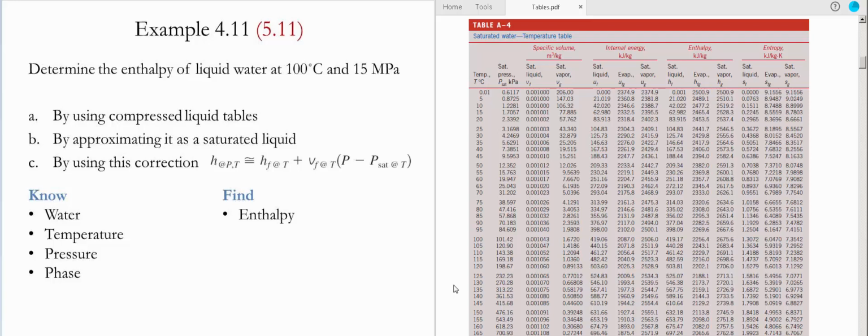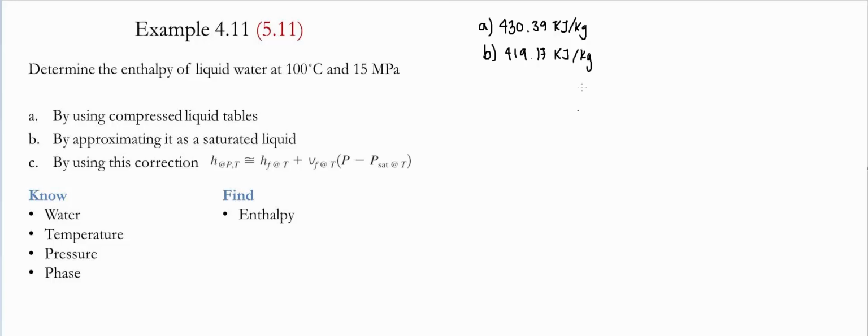Part B is asking us to find the enthalpy by using the approximation of a saturated liquid. To do so, we go to table A4, which is provided in terms of temperature. We go to the value of the temperature, we go across, and we find the value for the enthalpy of the saturated liquid, and that gives us 419.17 kilojoules per kilogram.